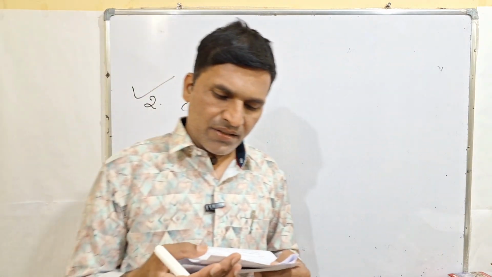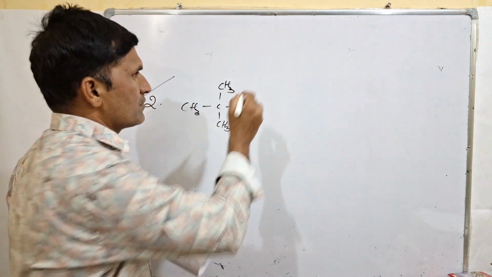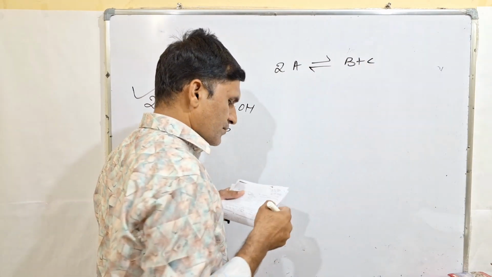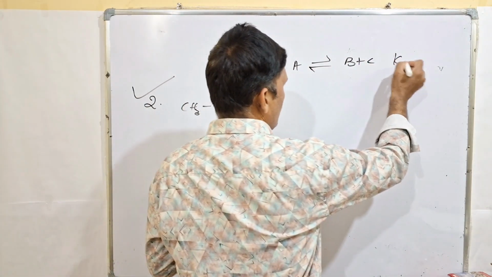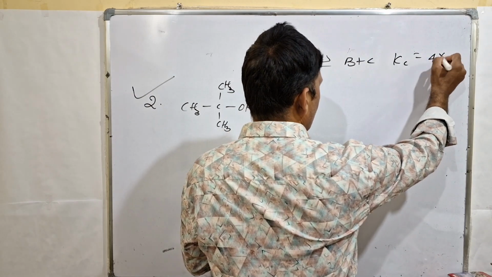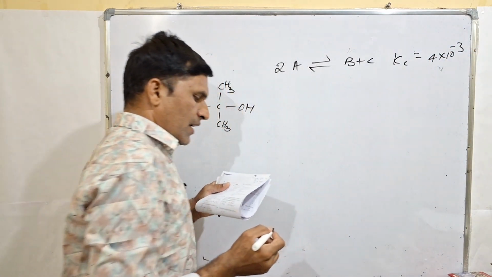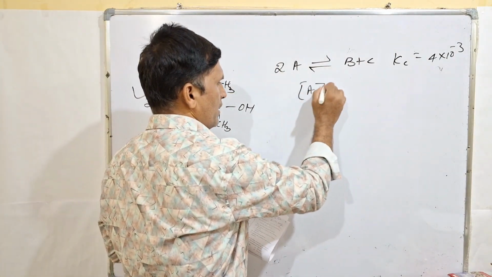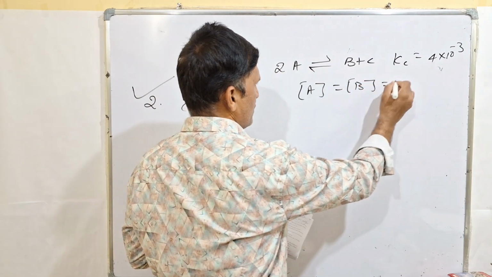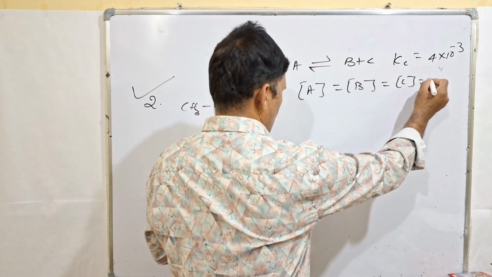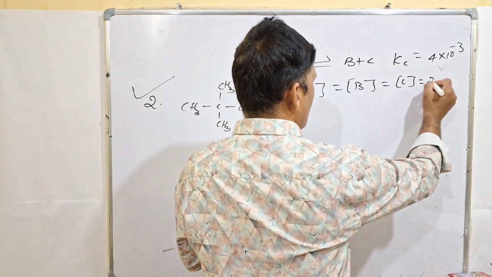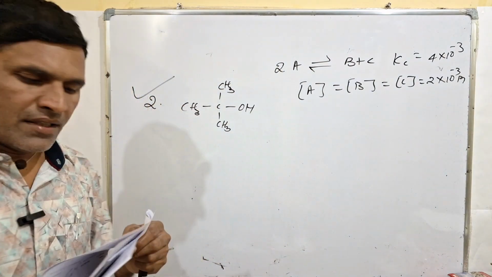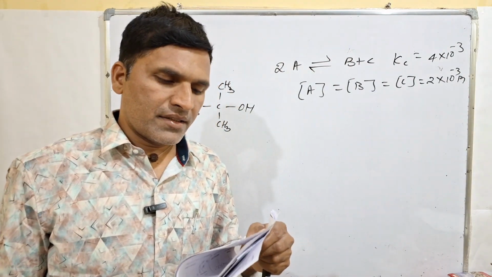for a given reaction, 2A decomposes to give B plus C, all right? And the equilibrium constant for this is given as 4 into 10 to the power minus 3. And at a given time, the composition of the reaction mixture is A equal to B equal to C equal to 2 into 10 to the power minus 3 moles. Then he is asking which of the following is correct.